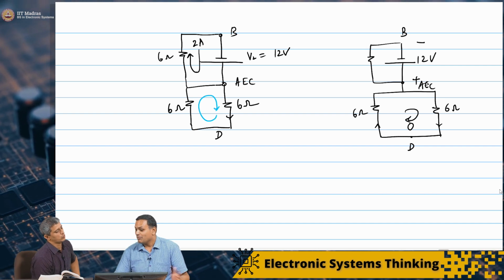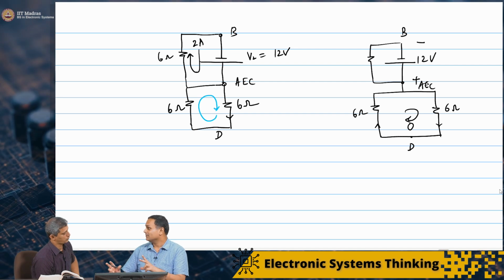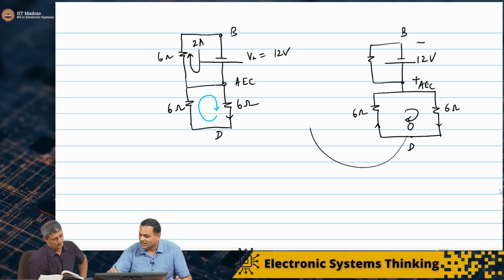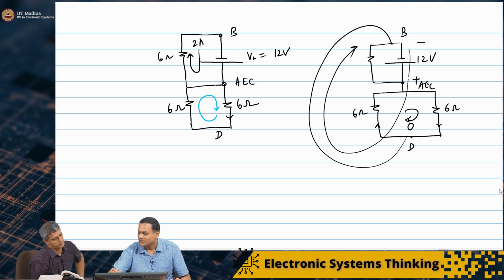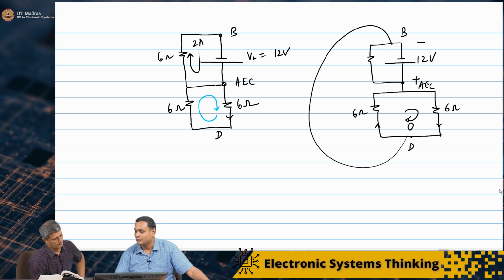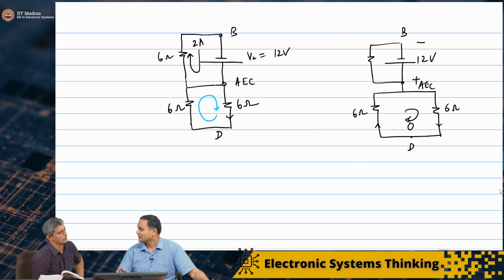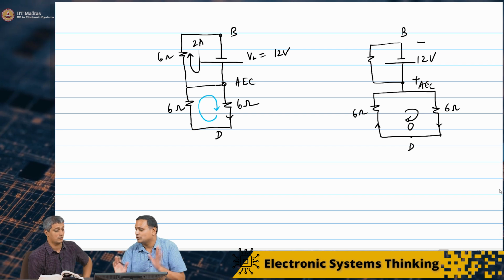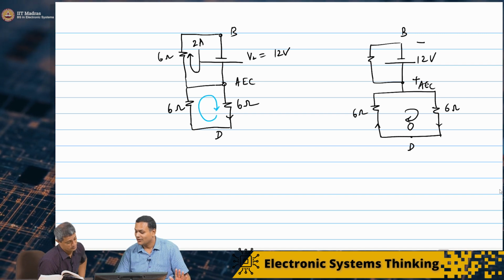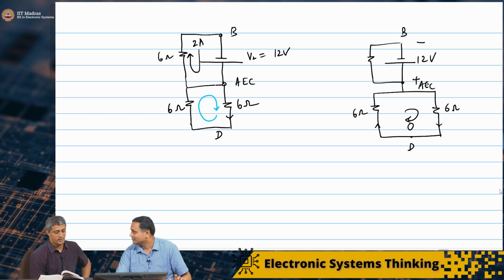Because current always requires a return path. If I were to connect these two, then there could be current flowing in this path. But now that there is no return path, there is no current flowing through the two 6 ohms, because D is open circuit.